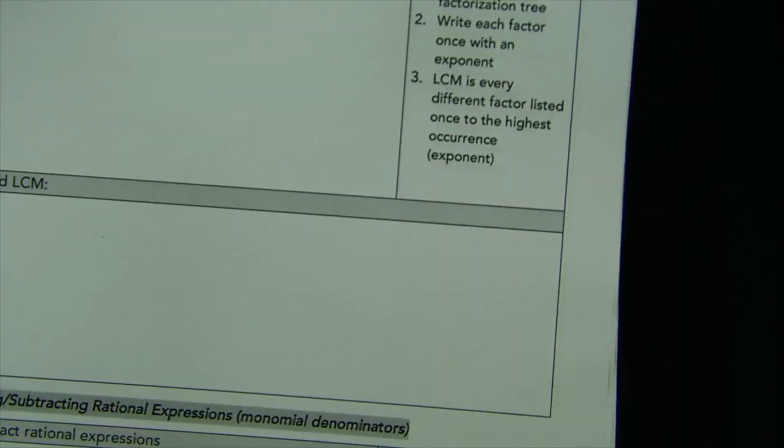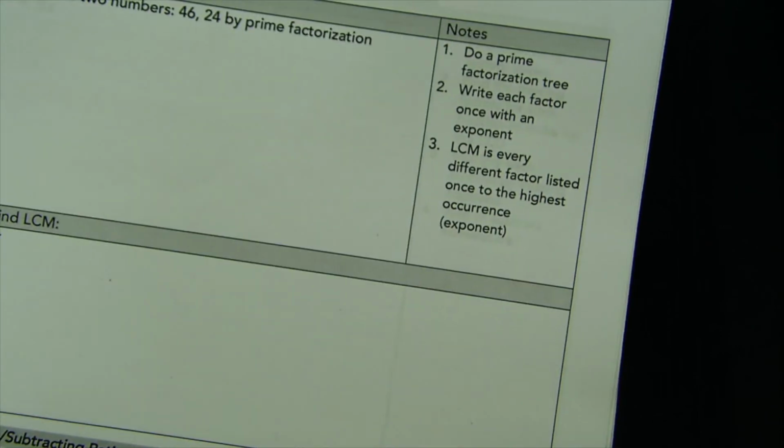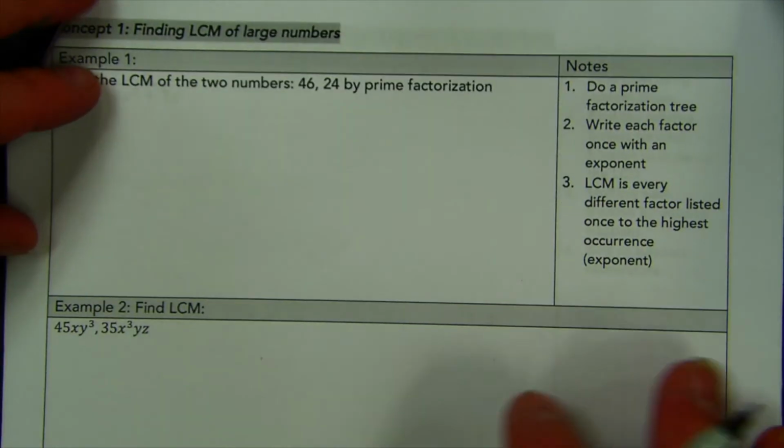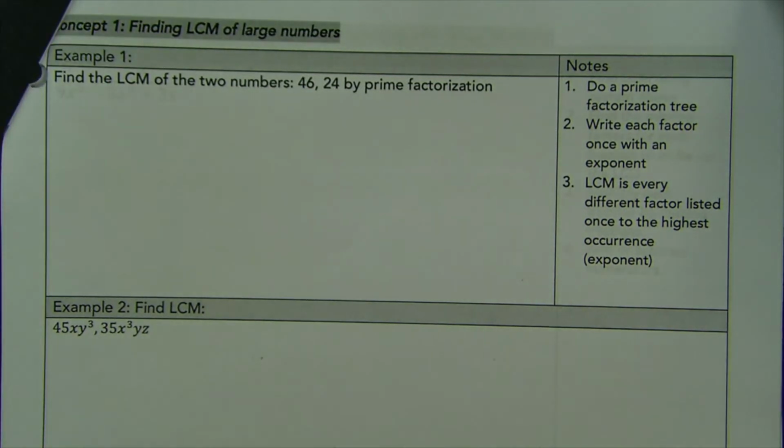All right, next page. Flip the page. We're going to get to the least common multiple of two numbers. We're going to learn how to do this for, let's say you want to find the least common multiple of two big numbers. Let's say 46 and 24.